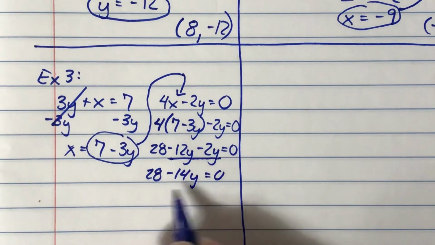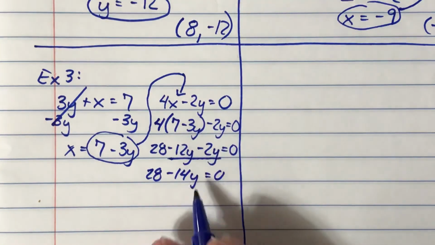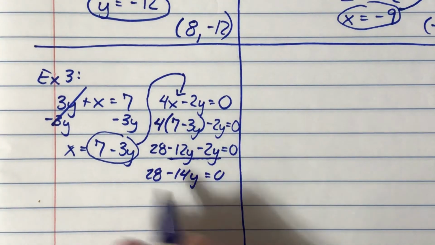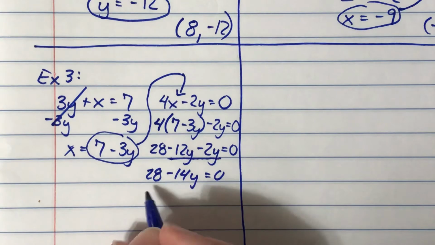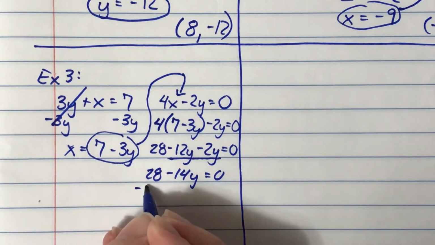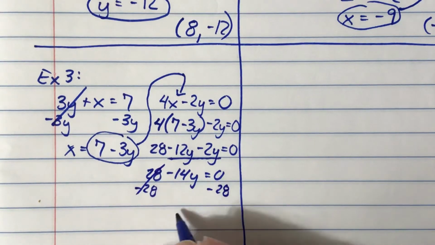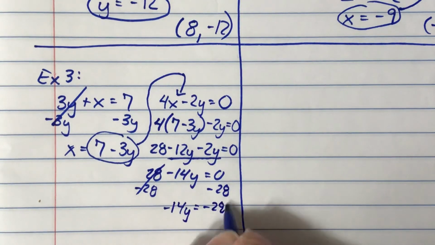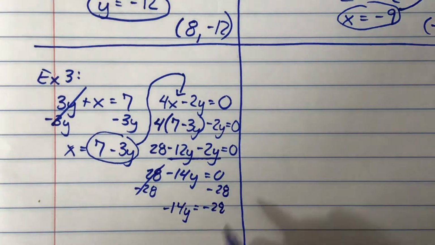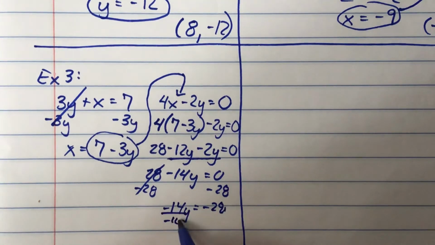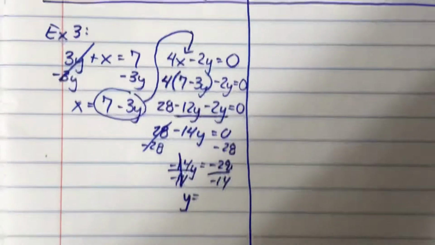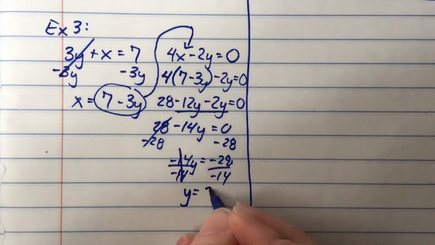Now I'm getting closer. Notice, again, once I made this substitution, I only have a y left. So I'm trying to get y by itself here. And so the next thing I'm going to do is move the 28 over. So it's positive 28. So I'm going to subtract 28 from each side. So I'm left with negative 14y is equal to negative 28. 0 minus 28 is negative 28. And then the last step is to divide by negative 14. And we get y is equal to 28 divided by negative 14 is positive 2.